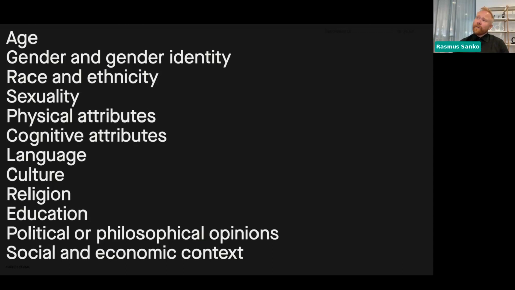What's the English word for that? Abilities, right?